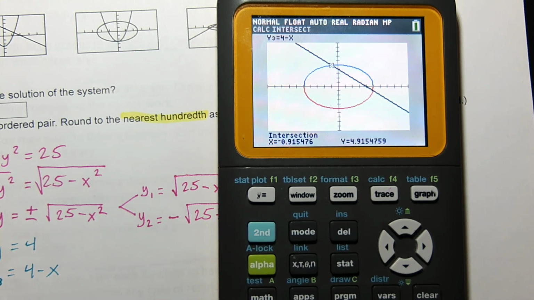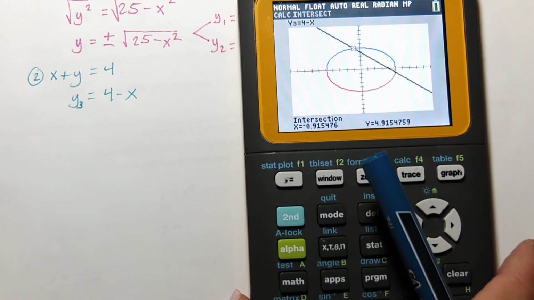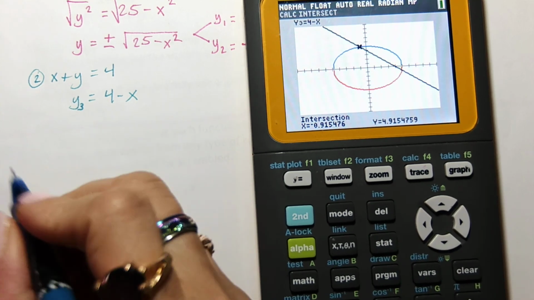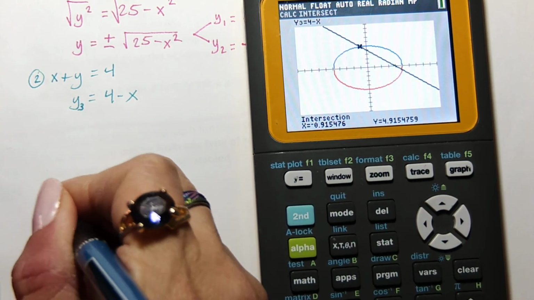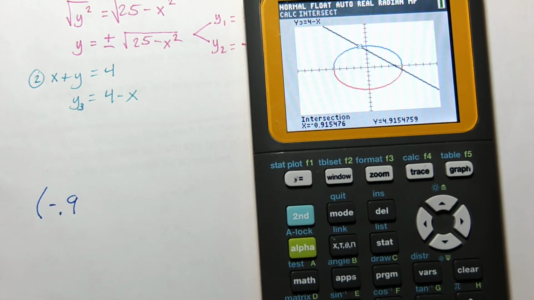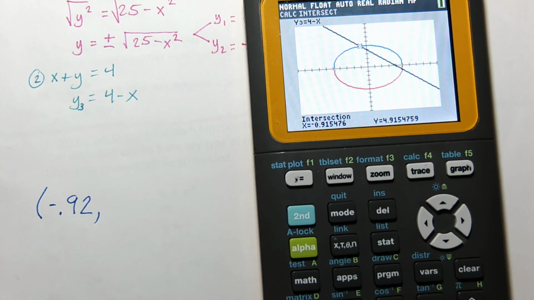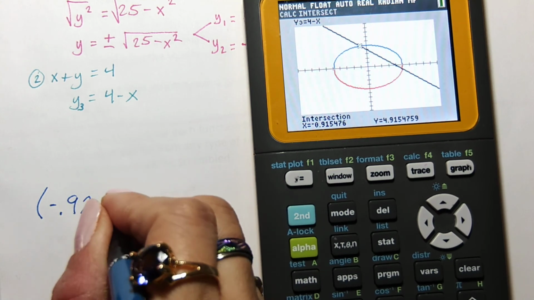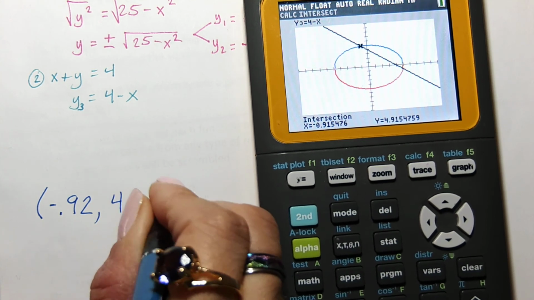And I can see that my intersection points would be rounded to the hundredths place. What's the x value? Negative 0.92. I remember on the test, some people miss the negative value, so just make sure you're reading stuff from your calculator carefully. And then for the y value, 4.92. The 5 bumps that digit up to be a 2, 4.92. Now, that is only one of the solutions.